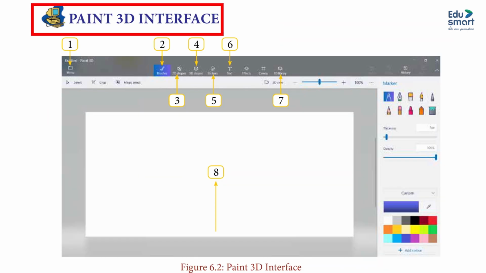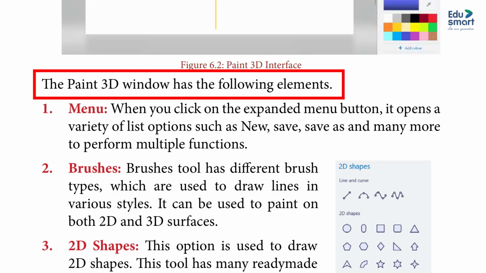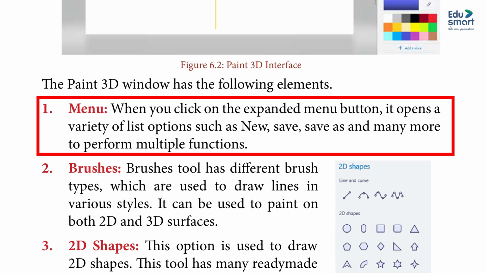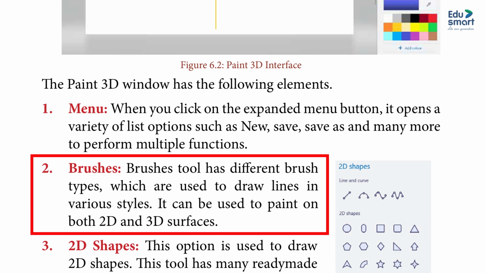Paint 3D interface. The Paint 3D window has the following elements. 1. Menu. When you click on the expanded menu button, it opens a variety of list options such as New, Save, Save As, and many more to perform multiple functions. 2. Brushes. The Brushes tool has different brush types which are used to draw lines in various styles. It can be used to paint both 2D and 3D surfaces.